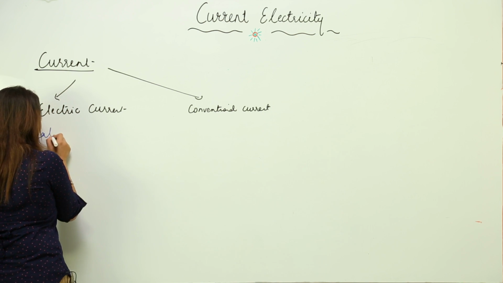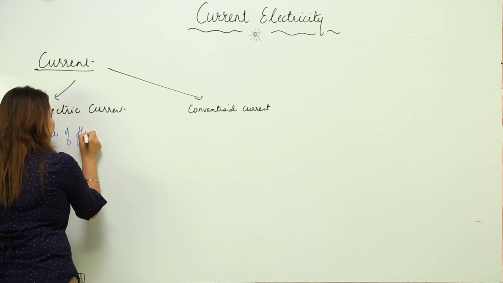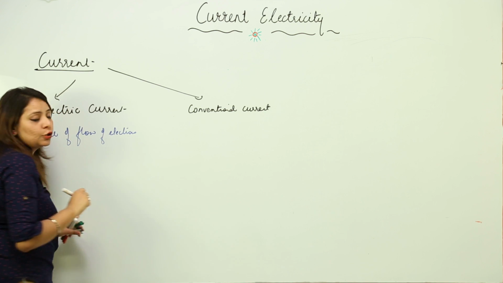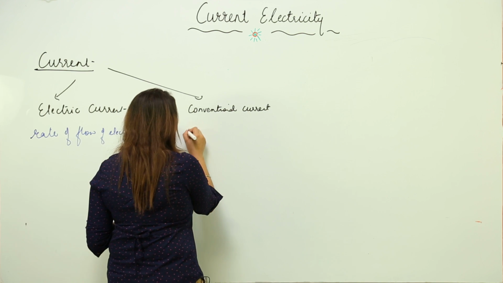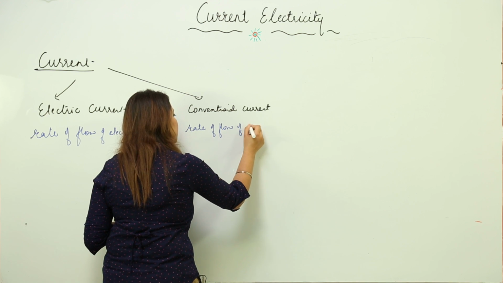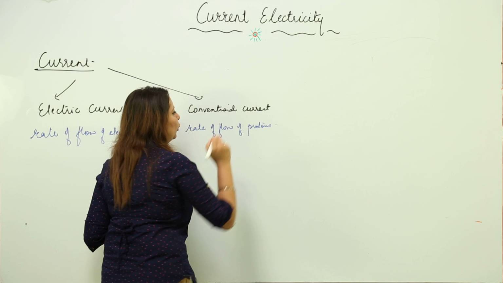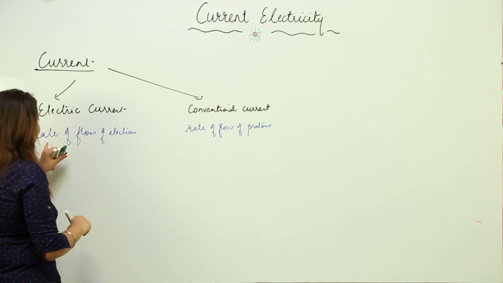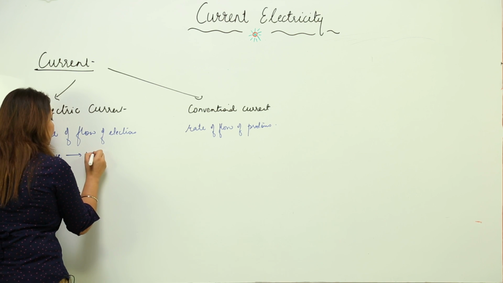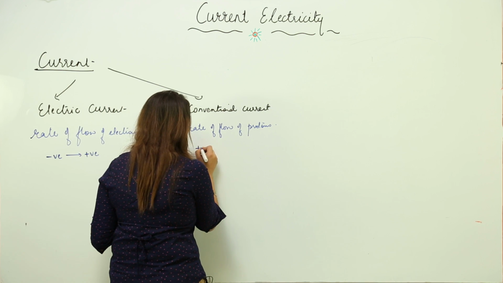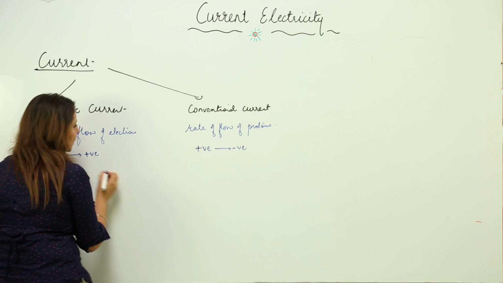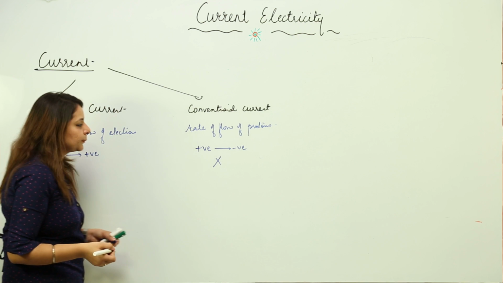Electric current is the rate of flow of electrons. So in it the electrons actually flow, and in conventional current it is the rate of flow of protons. This current flows from a negative terminal to a positive terminal, and this current flows from a positive terminal to a negative terminal. This is practically important, this is not practically important.